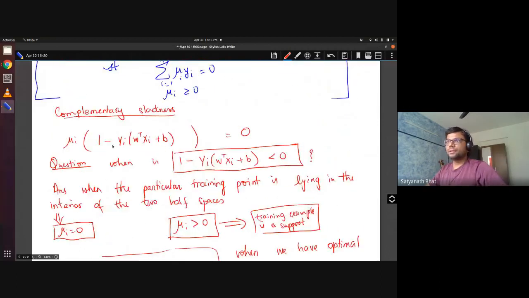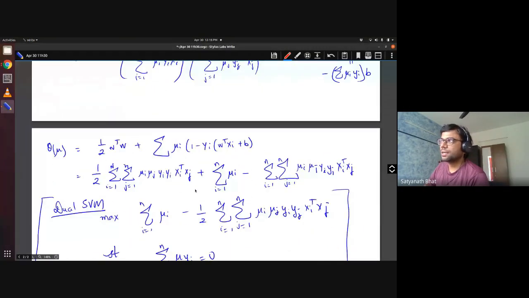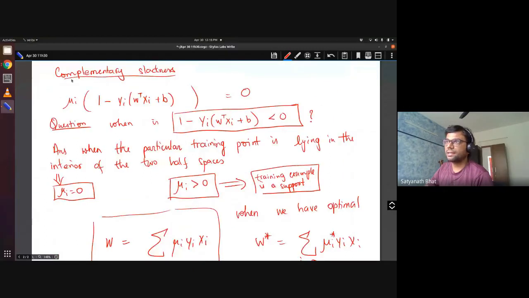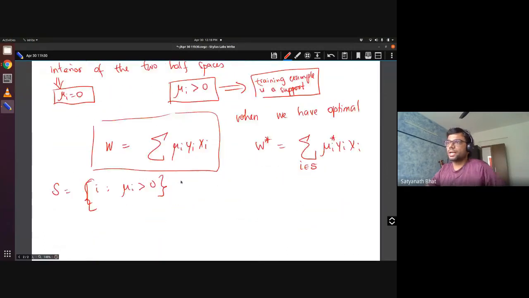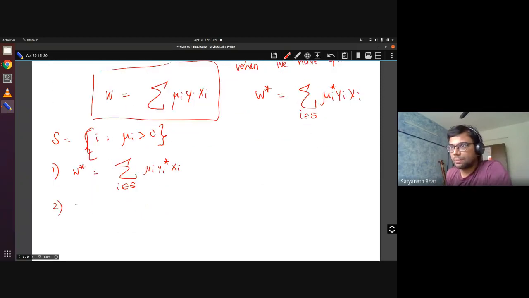There are several ways in which you can get b. All you do is take one of the support vectors, and we know that 1 minus yi (w transpose xi plus b) is equal to 0, right? So let us see how to get b. First, how do we get w star? W star is easy. W star is equal to summation over i belonging to S of mu i star yi xi, right? This is easy. To get b star, pick some j belonging to S, somebody whose mu j is strictly greater than 0.